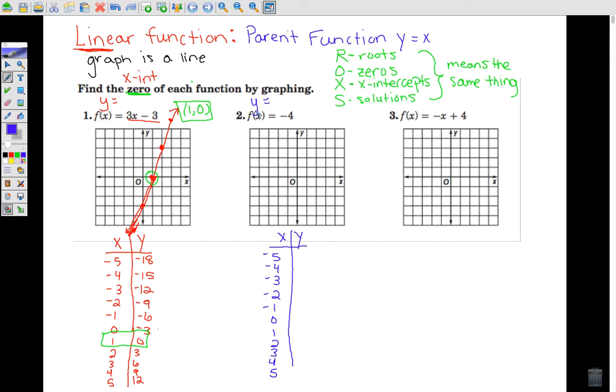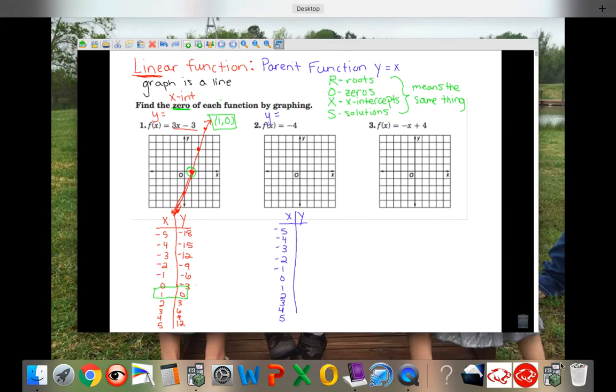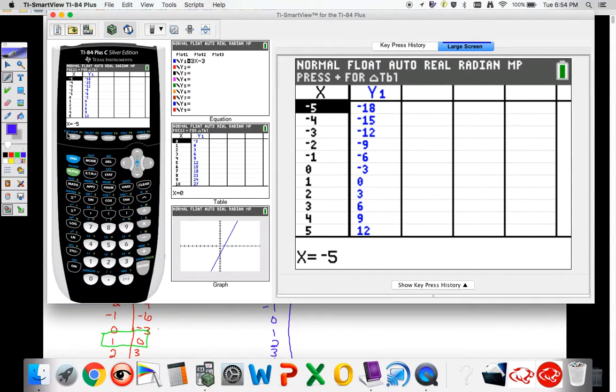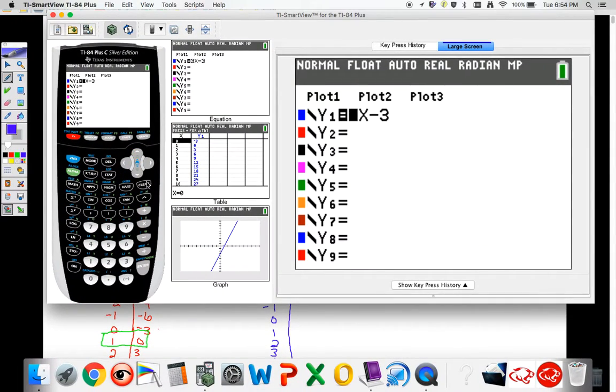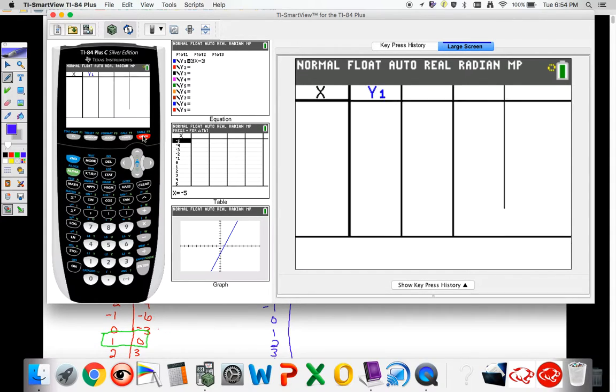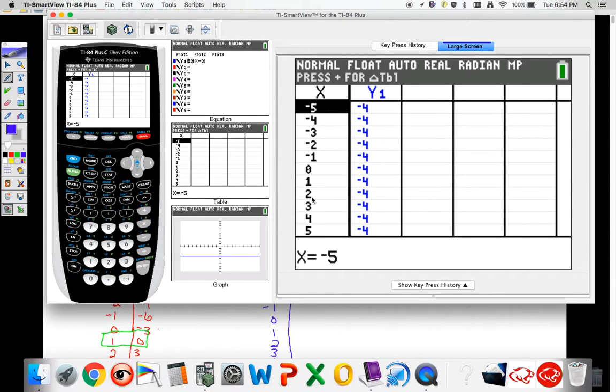Okay, and my equation is just y equals -4. So if we go back to our calculator, go to your y equals, clear this out, type in y equals -4. We're filling out our table, so we can go to our table. And we're going from -5 to +5.